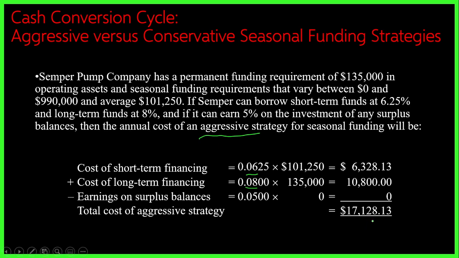Sir, what about earnings on surplus balance? There is no surplus balance. Why? Because if you remember, in our graph the permanent is long-term, while for the seasonal, you only borrow based on your needs. So no excess.